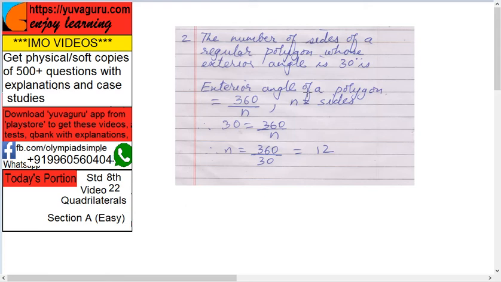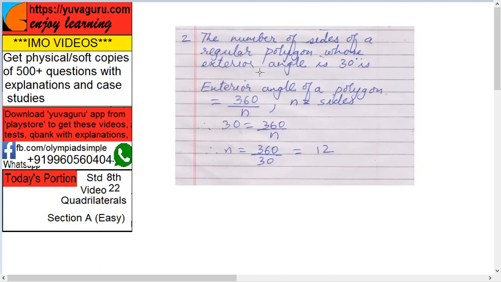See here, exterior angle of a polygon equals 360 divided by n. Now what is n? n is the number of sides of the polygon. Now remember this, exterior angle equals 360 upon n. Now we can find out anything if you know one.